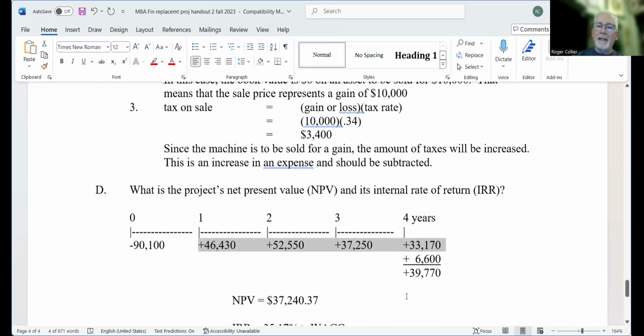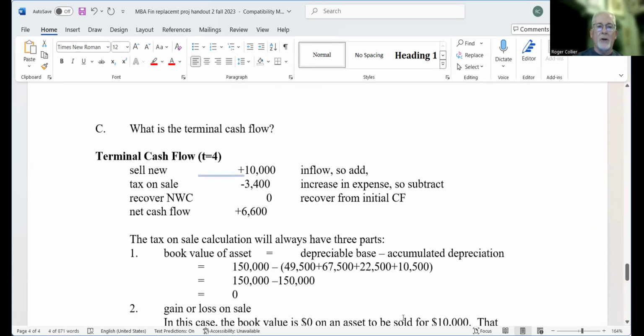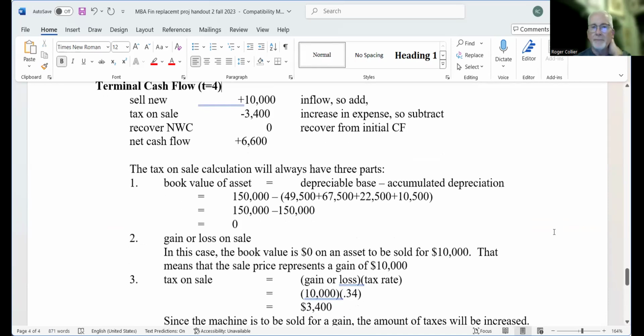All right, that then leaves us with the terminal cash flow. Time 4, it happens at the same time as the last operating cash flow. And this is now all about getting rid of that new machine. Not so new anymore because this is 4 years later, but getting rid of that new machine. So selling the new machine, they expect to sell it for 10,000. It's 4 years in the future, so we don't know for certain, but that's what we expect, 10,000. All right, cash flowing in, we add it.